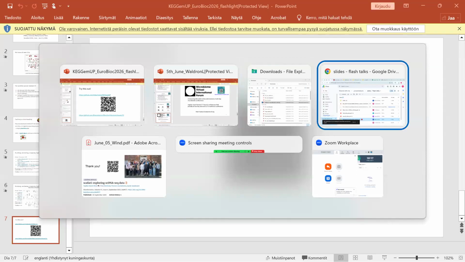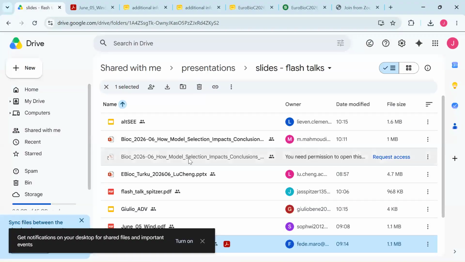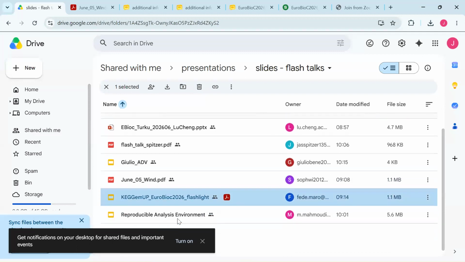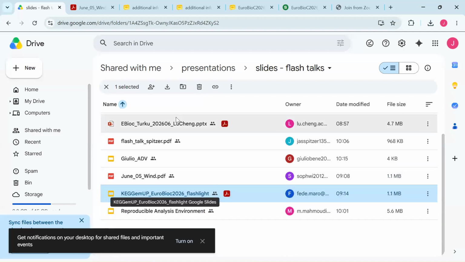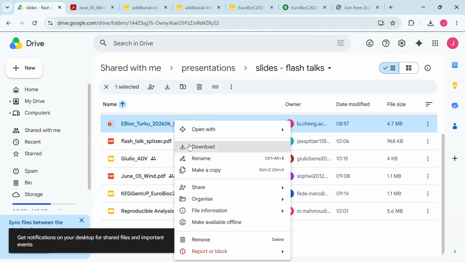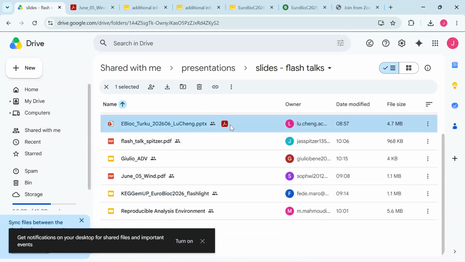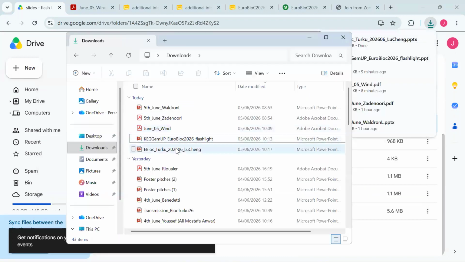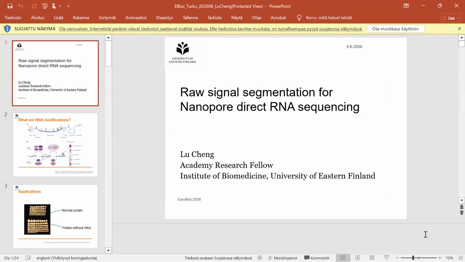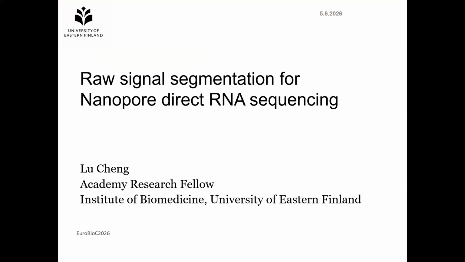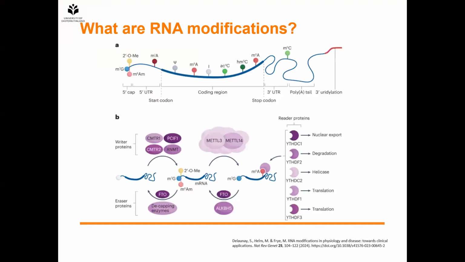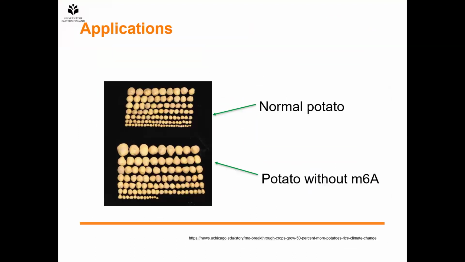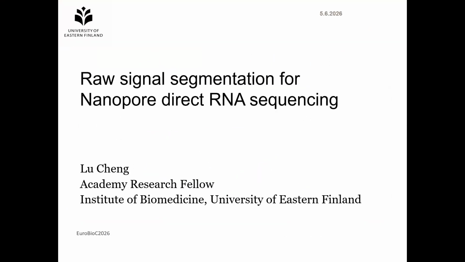Next one is Lu Sheng. So please come to the stage. Can you find it? Great. It's this one. Does it work? Where is the mic? Okay. Can I start now? Yes.